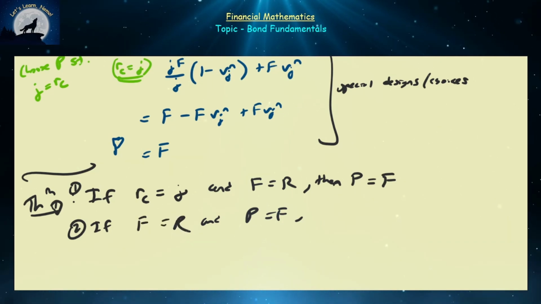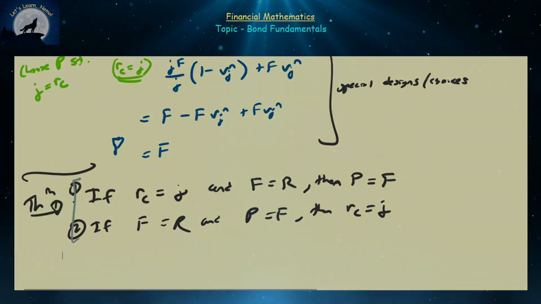So if the face value is equal to the redemption value, so it's a par value loan or a par value bond, and we pay the bond at the price value of the face value, then what you're going to have as a conclusion is that RC will be equal to J. So it's almost like an if and only if scenario. So it kind of goes backwards. So these three scenarios are pretty much equivalent to one another, right? So those are called some par value bonds and zero coupon bonds. Let's describe a couple more.